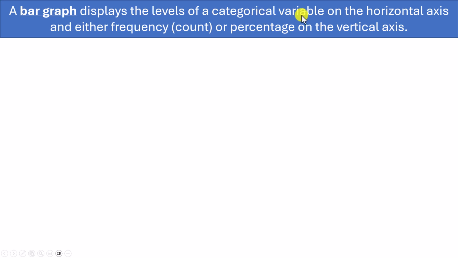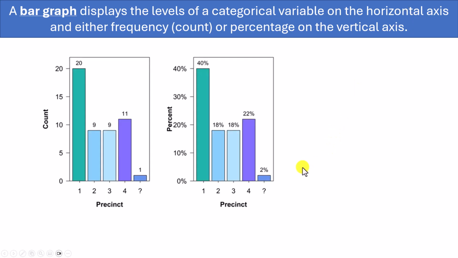of a categorical variable on the horizontal axis, and either frequency or percentage on the vertical axis. Note that the axes could be switched around, but this is the traditional way that it will be shown. In this case, we have the example from the previous video, which is the voting district or precinct of a number of individuals from a sample. The first graph shows the count on the vertical axis, and the second graph shows the percentage.